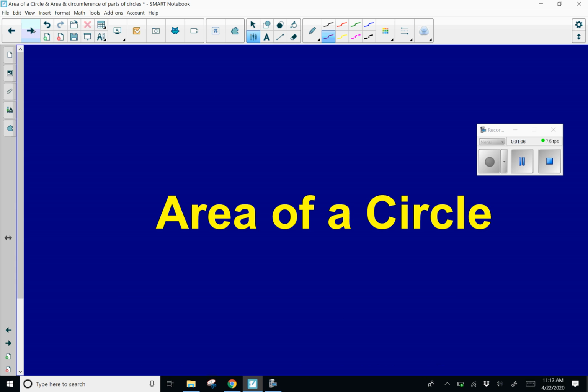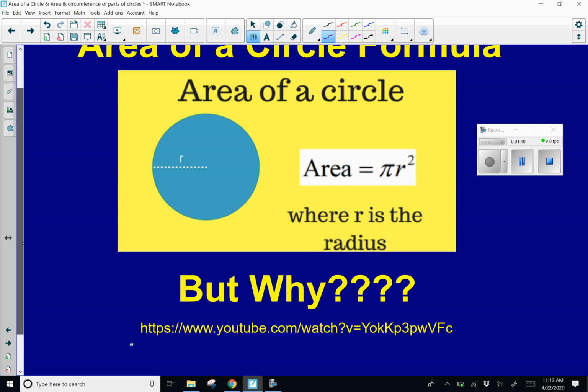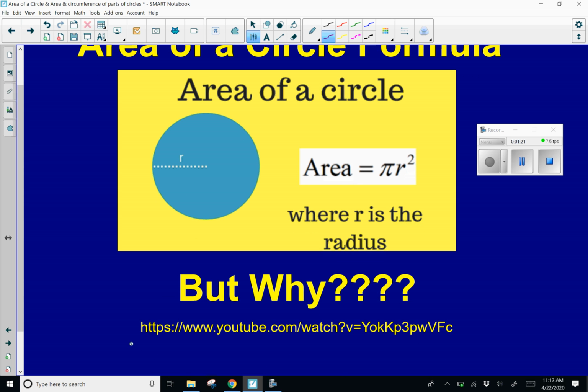So let's start with area of a circle. Your area of a circle formula is pi times your radius squared. And remember, your radius squared means your radius times your radius. Now, if you would like to take some time to understand why the formula is the way it is, I've included this link right here. It's a brief YouTube video, only about 3.5 minutes, and it explains why the formula is pi times the radius squared. So if you're curious, that might be a good video for you to watch.